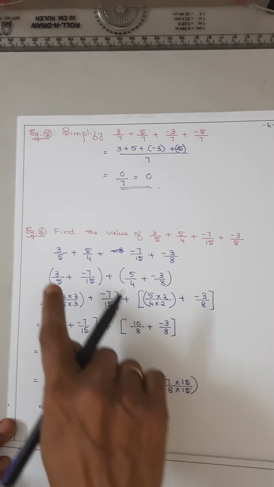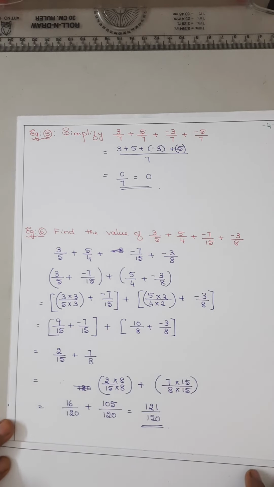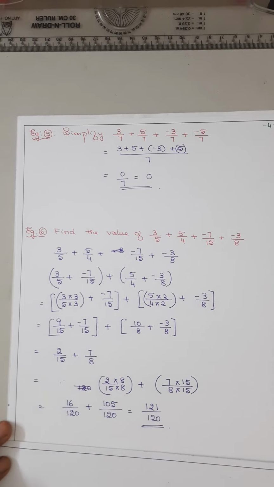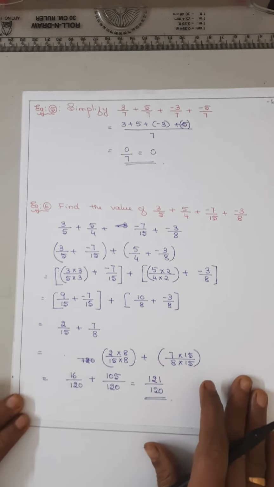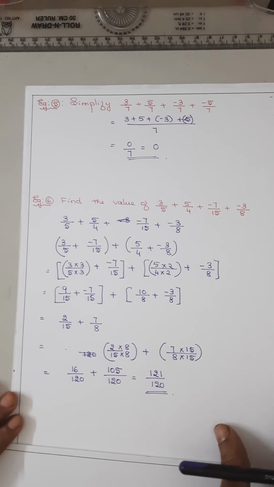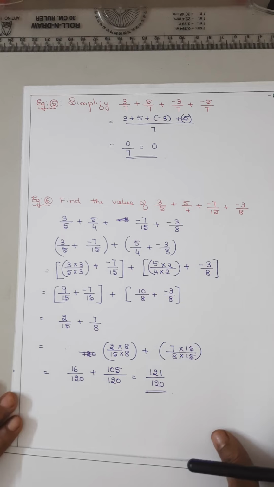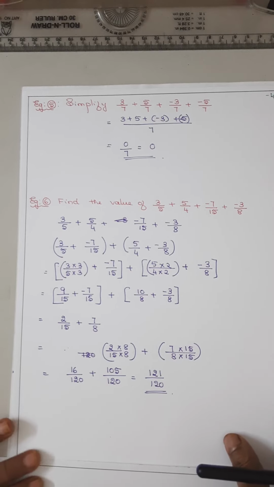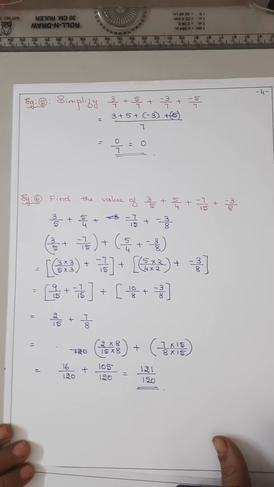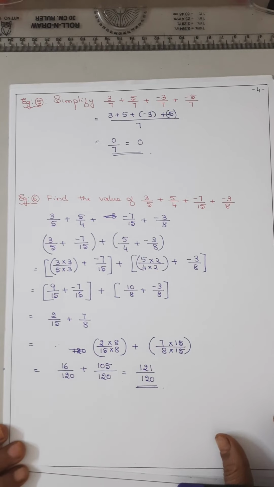Otherwise, you can take the LCM of all the numbers, convert, and then you can do. That is also okay. Is it clear? So we have completed the examples of addition of rational numbers. Hope everyone understood till here.